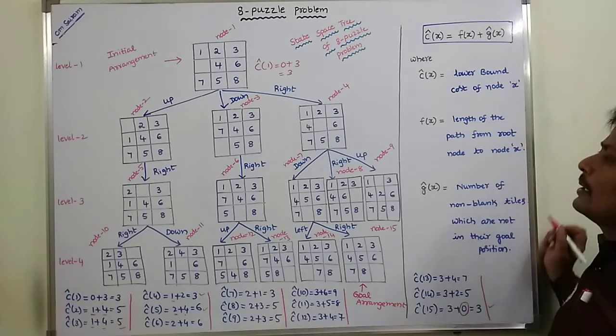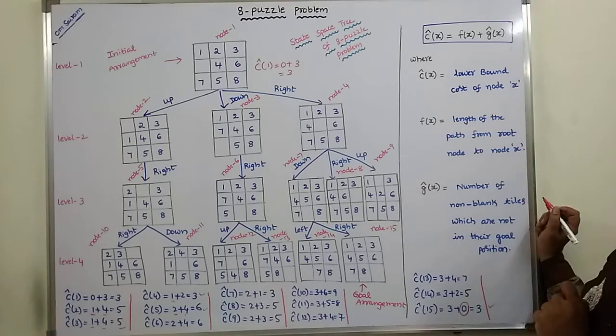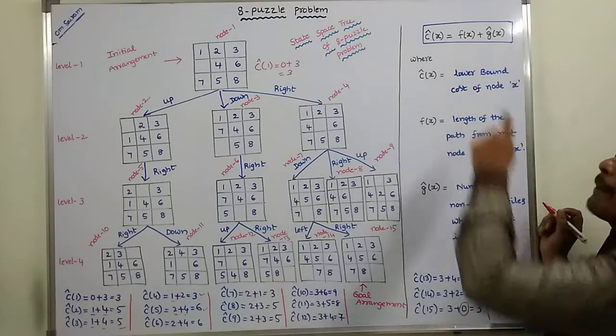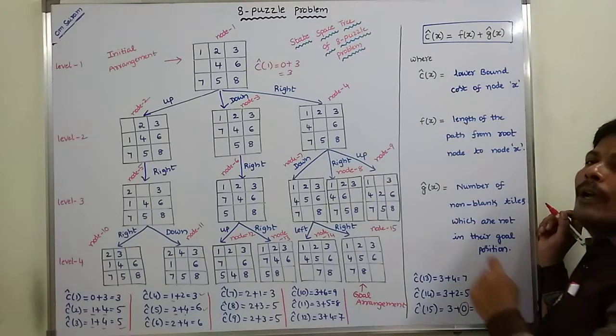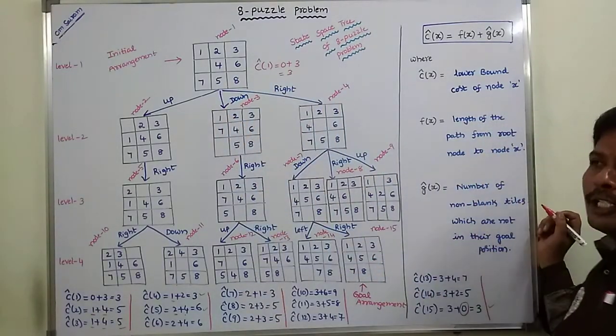Okay, so this is the 8 puzzle problem introduction: how to calculate the cost of each and every node, how to calculate the c cap of x for each and every node, and how we get from the initial arrangement to the goal arrangement.